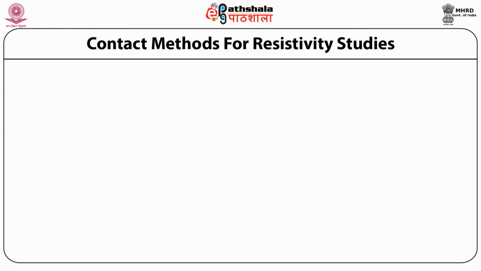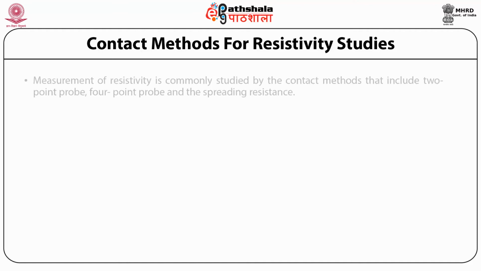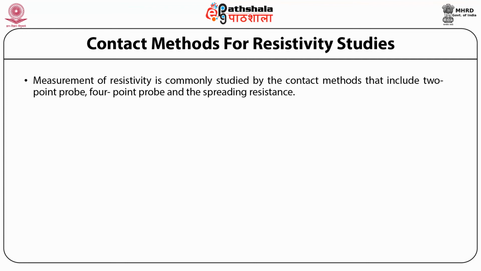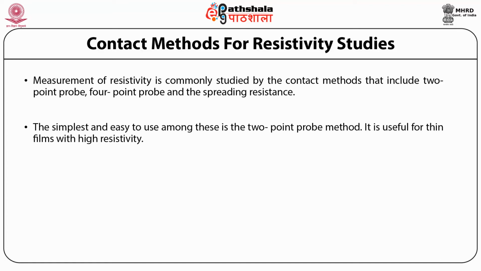Let us now study the contact methods for resistivity studies. Measurement of resistivity is commonly studied by the contact methods that include two-point probe, four-point probe, and the spreading resistance. The simplest and easiest to use among these is the two-point probe method. It is useful for thin films having very high resistivity.